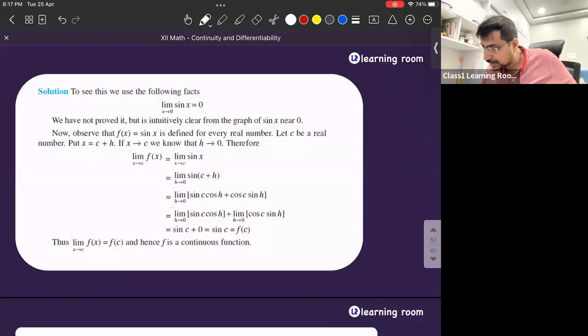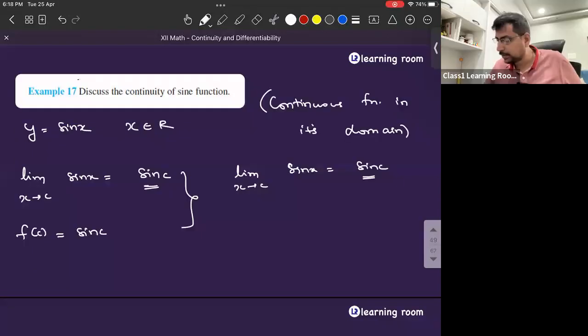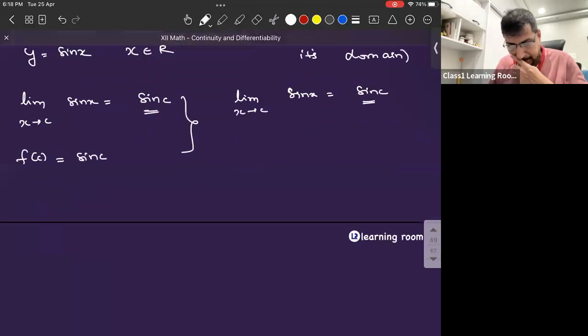They've used the left limit and right limit. They've used the left limit and right limit concept. Okay. You want me to explain it? I'll do it.